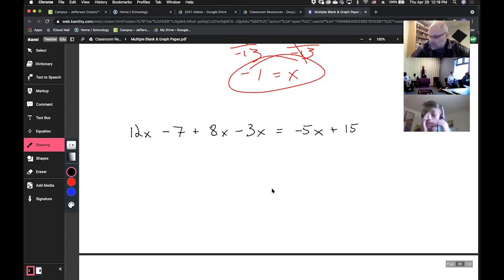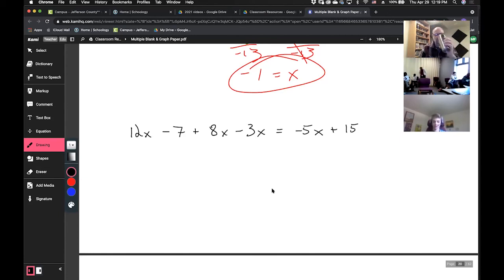One step at a time, guys. It's hard to do this all in one, but if you just follow the steps one by one, combine like terms, clean up each side first, and then eliminate the smaller variable term. And then you can start eliminating the constant and the coefficient after that.